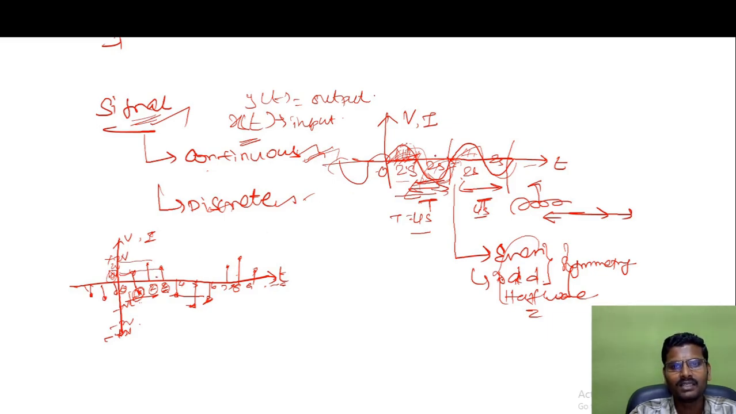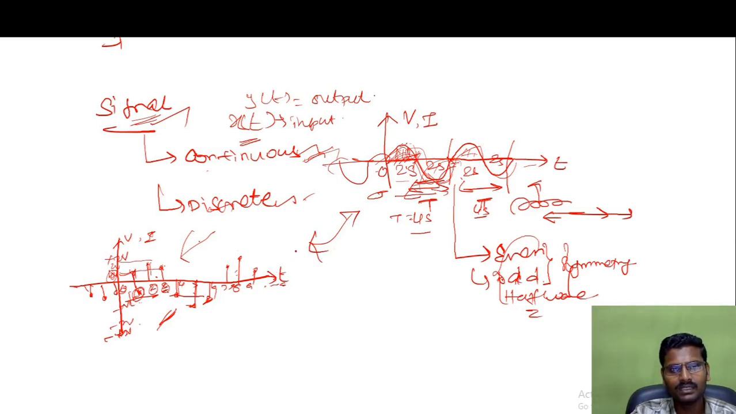But in a continuous signal, we'll have a continuous waveform, but in a discrete signal, we'll have a pulsated waveform, a discrete pulse waveform, right? So this is known as a discrete signal. This form of signal is known as a discrete signal, and this form of signal is known as a continuous signal, right? So this is the basic classification between continuous and discrete signals, right?